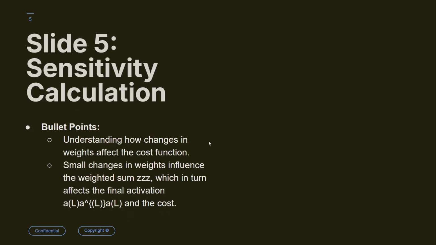Next, we go into the sensitivity calculation. Now we need to understand how sensitive the cost function is to changes in weights. Imagine that we tweak one of the weights just a little. What happens to the output A^L and the overall cost? Essentially, we want to calculate the derivative of the cost function with respect to each weight. This derivative tells us how much the cost will change if we make a small adjustment to a weight or bias. This sensitivity is what guides the learning process during training.